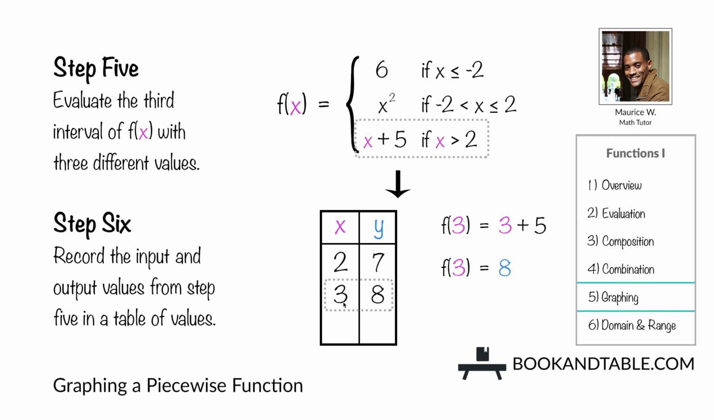The next point we'll plug in is 3 for x, showing us f of 3 is equal to 3 plus 5, which is 8. So our input is 3 and our output is 8. And the third point, we'll plug in 4 for x, showing us f of 4 is equal to 4 plus 5, which is 9. So the input is 4 and the output is 9.